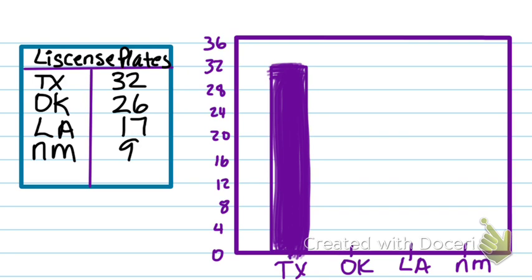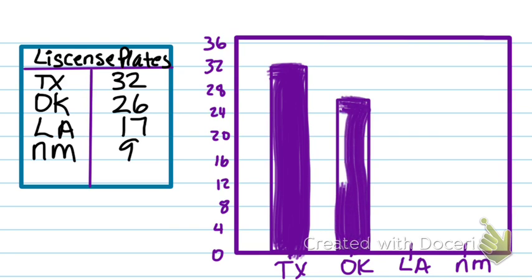All right, now for Oklahoma, we have 26 plates. So I would need to go right between 24 and 28. So halfway between 24 and 28 is where my bar is going to be for Oklahoma. Let's move that over. All right. Is that about right? Right there? And we're going to shade that puppy in.